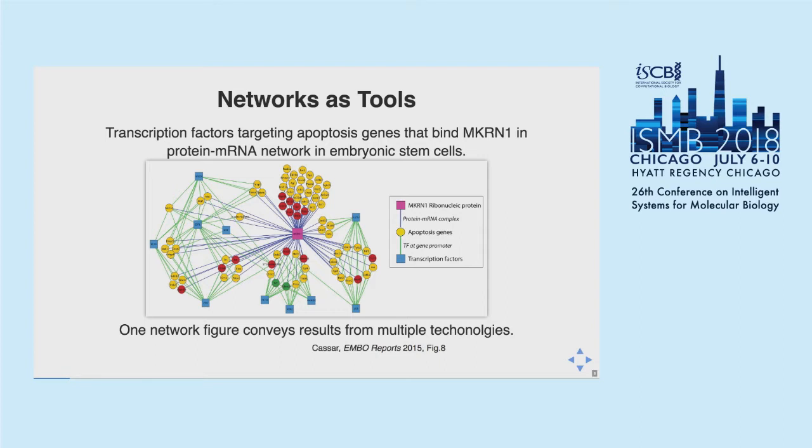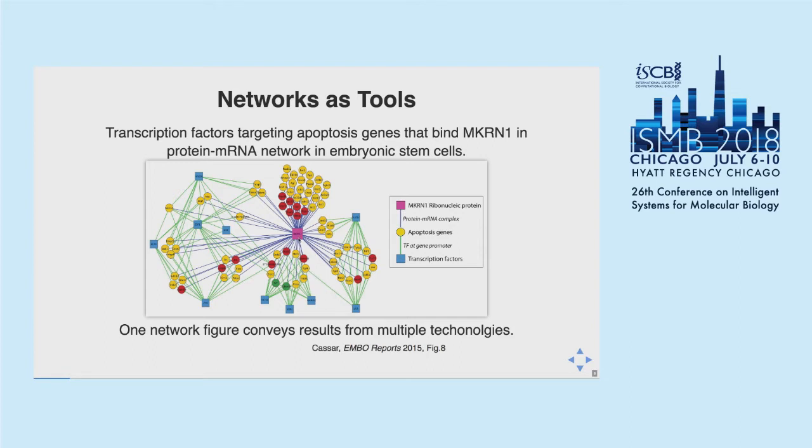We have a Tumblr feed we'll show later of network examples that are published, and I just pulled this out of there. In this one network view, we have a lot of different data types, so it's a nice illustration of how networks are used for data integration and visualization.